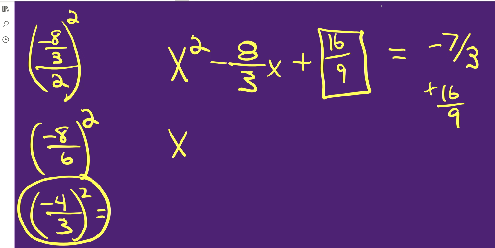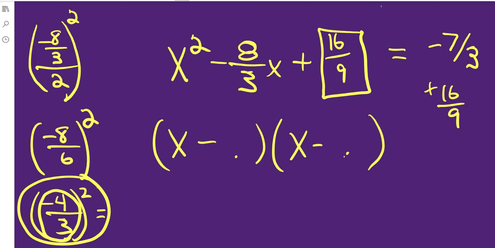So I'm going to have x minus something and x minus another something. So what numbers go here and here? It's going to be this 4 over 3, x minus 4 over 3 and x minus 4 over 3. I'm using the minus sign along with the subtraction sign, so be careful that you don't turn it into positive. And now that's going to equal, I've got to add up these two.